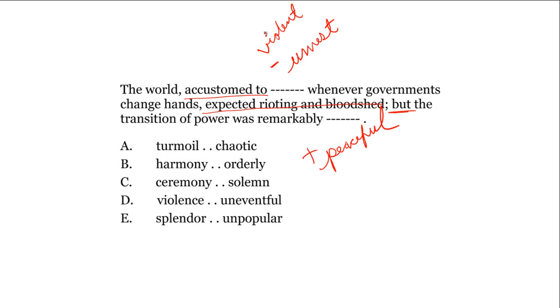I'm going to start with peaceful. Chaotic is not like peaceful. Orderly is like peaceful. Solemn is like peaceful. Uneventful is like peaceful. Unpopular is not like peaceful. All right, let's look at the column of words to the left. Harmony is certainly not like violent unrest. Ceremony is not like violent unrest. Violence will do. The right answer choice is D.